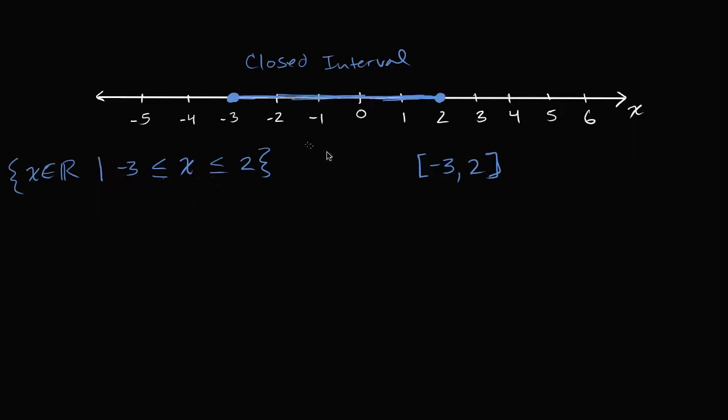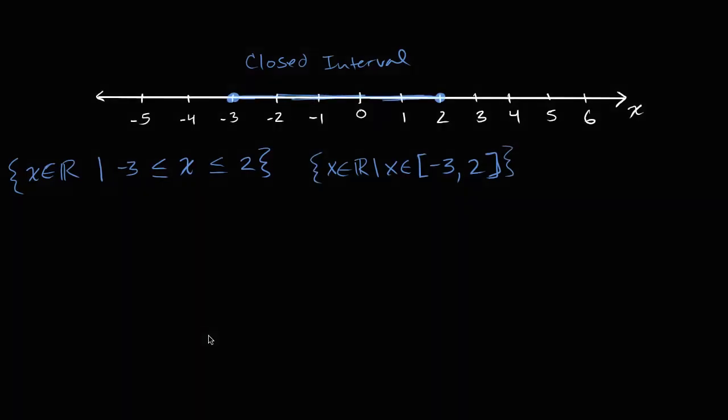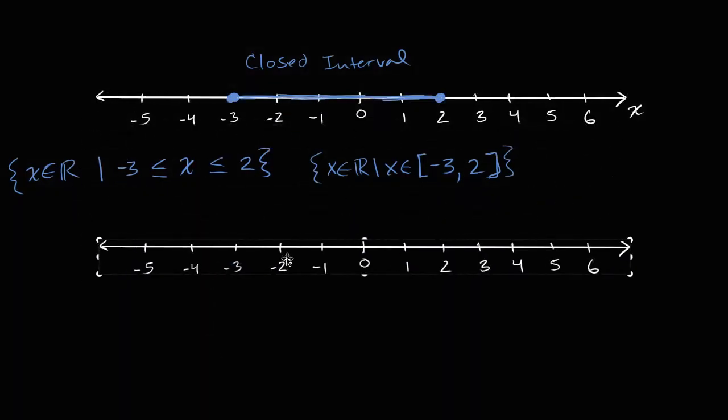I could also write it this way. I could write x is a member of the real numbers such that x is a member of this closed set. I'm including the endpoints here. So these are all different ways of denoting or depicting the same interval. But let's do some more examples here. So let me draw a number line again.